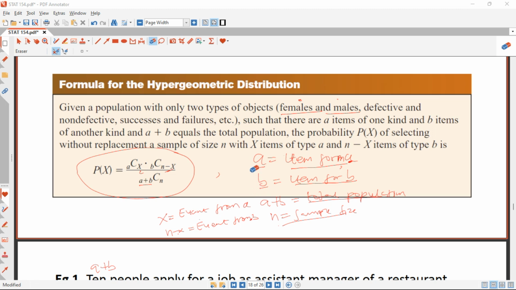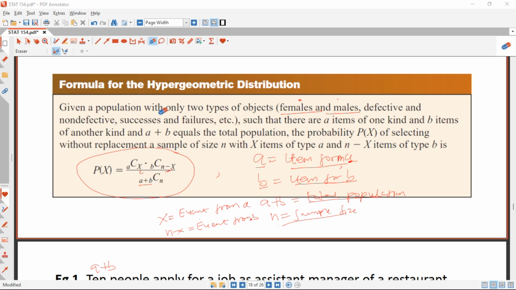Before we can solve any hypergeometric distribution question, we have to be able to understand the PMF of the hypergeometric distribution. And what we can see here is the PMF for the hypergeometric distribution. Before we can really use this PMF, you have to also understand the parameters: the A, the X, the B, the N minus X, the A plus B, and the N, right?